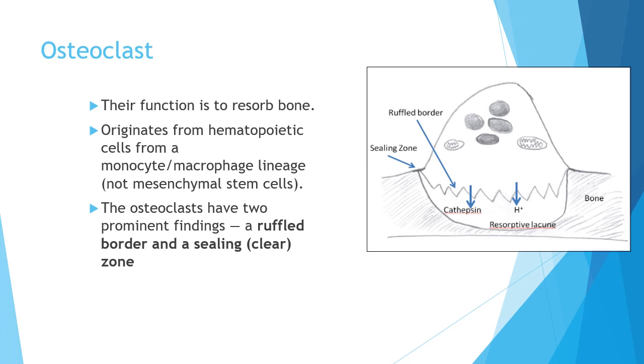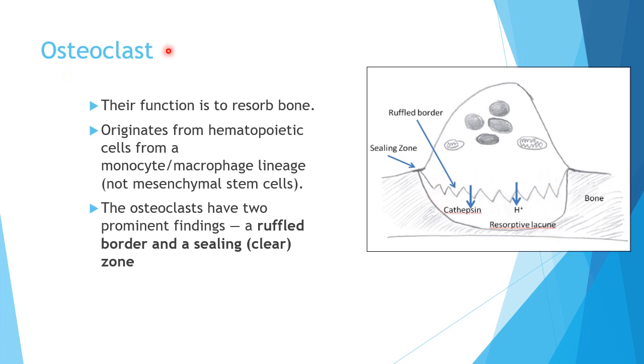They have two distinctive features: the ruffled border, which is this, and the sealing zone, which is this area here. So the sealing zone makes the osteoclast attach to an area of the bone and separate this part from the rest. That's why it's called the sealing zone. And this ruffled border we're going to discuss more in the next slide.